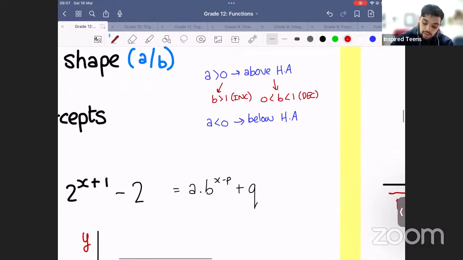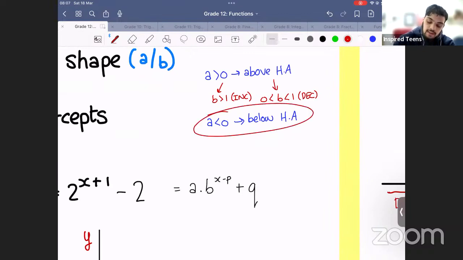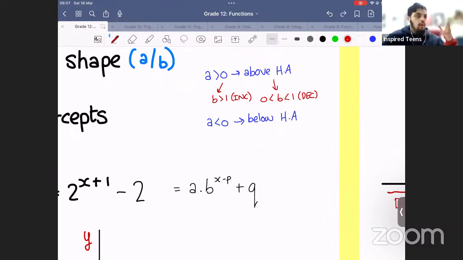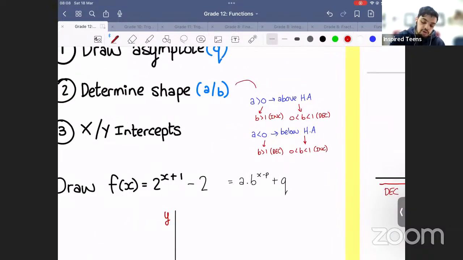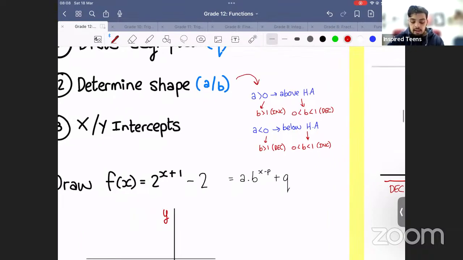Then when it comes to it being below, of course, a has to be less than 0, so we have to have a negative coefficient in front of b. In this case, when b is greater than 1, it's actually a decreasing function. But when b is greater than 0 but less than 1, so between 0 and 1, it would be increasing, below but increasing. So that's how we determine the shape, from a and b.